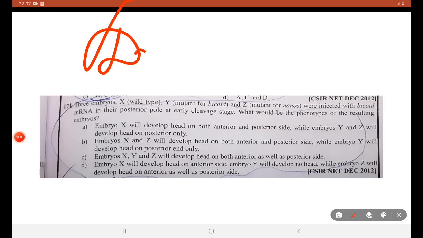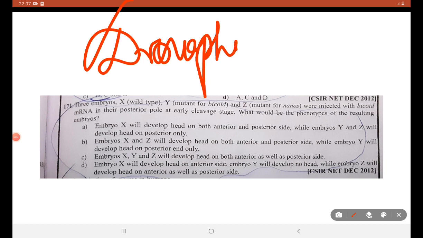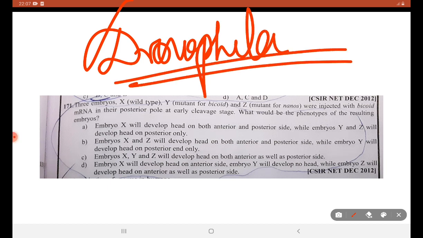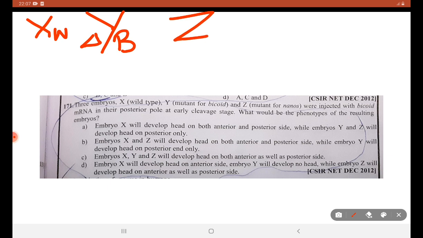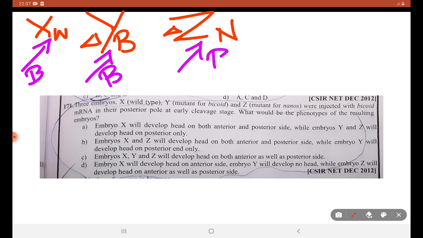See, another one from Drosophila melanogaster. Let's recall again and again. Drosophila melanogaster, 3 embryos. X is wild type. Y is mutant for bicoid. Z is mutant for nanos. All these 3 were injected with bicoid in their posterior pole.